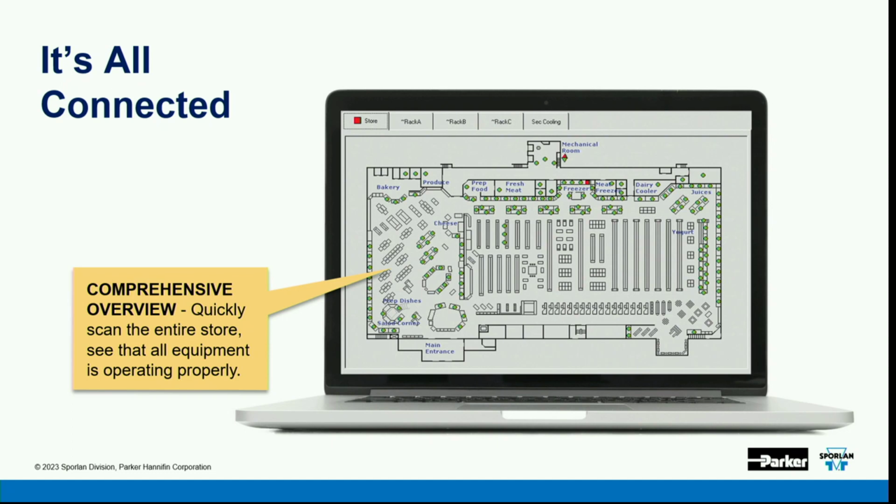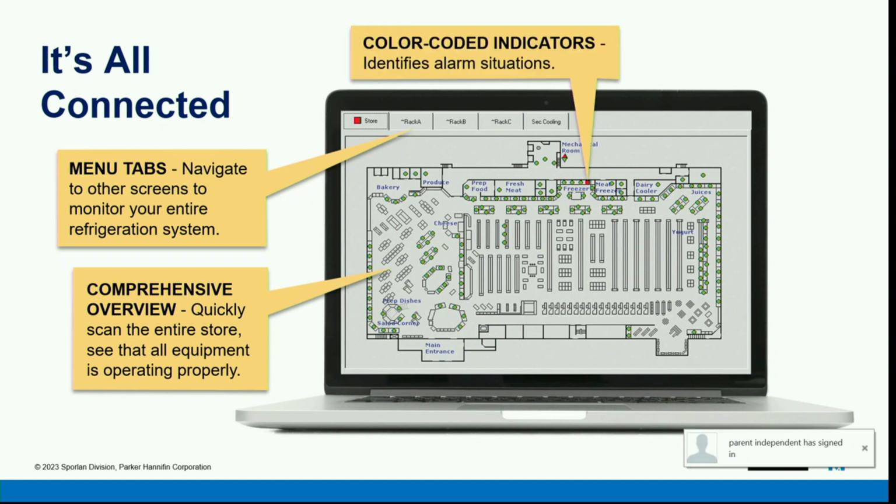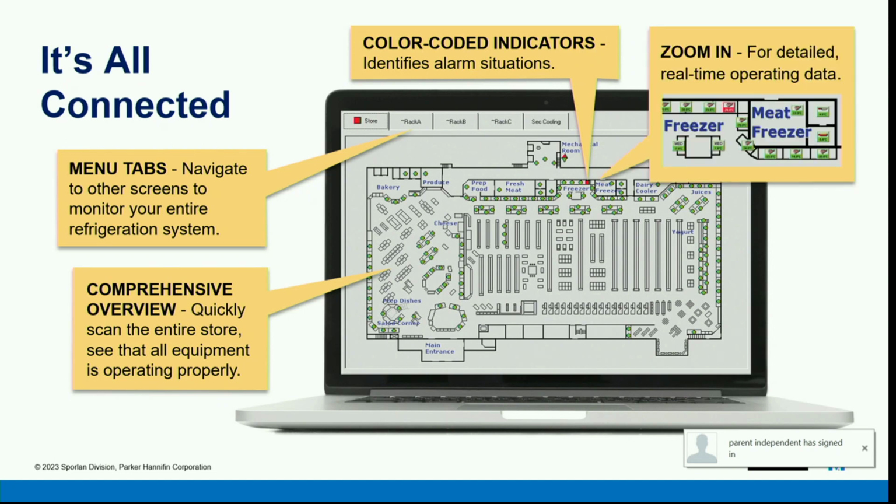So you get a comprehensive Windows-style view. You got your menu tabs across the top that lets you get to the different points in the system. All of the icons are color-coded, and there's the zoom-in feature, which I'll show you in real time, that allows you to zoom in and dig deeper into the problem.